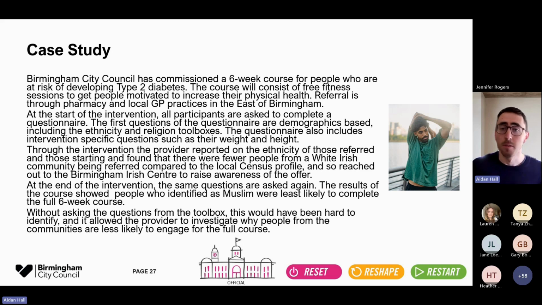The other way to use this type of information is looking at another characteristic, so religion or belief. The provider in this case, again a fictional example, showed that people who identified as Muslim were least likely to complete the full 6-week course. This is just an example of how we can use the questions to better understand the impact of interventions as we're doing them, but also afterwards, measuring those outcomes and measuring our impact.